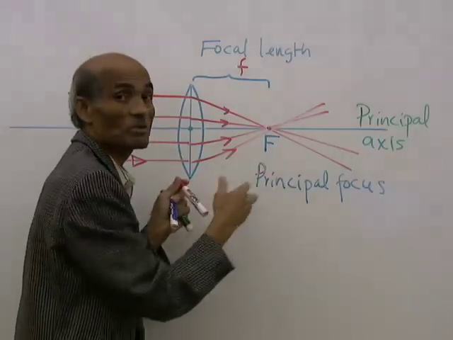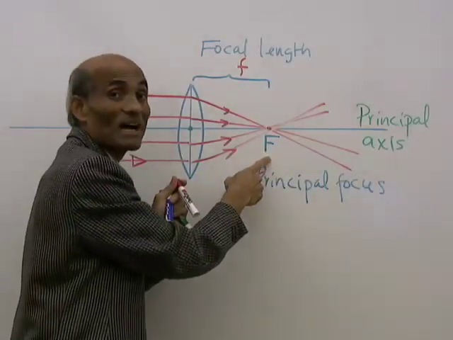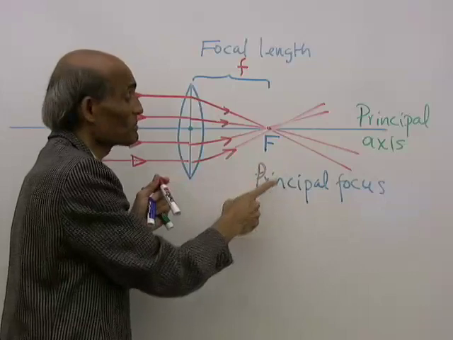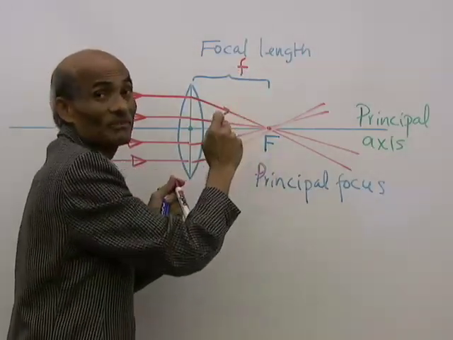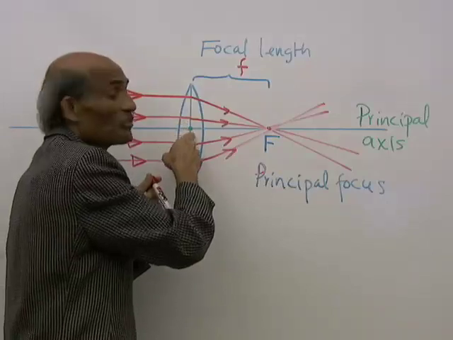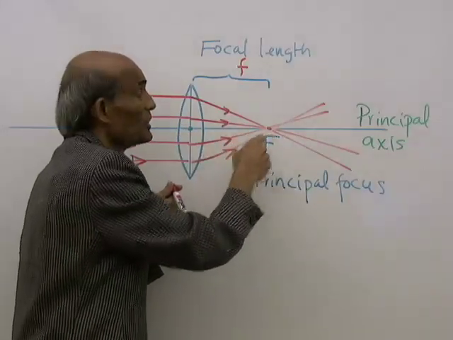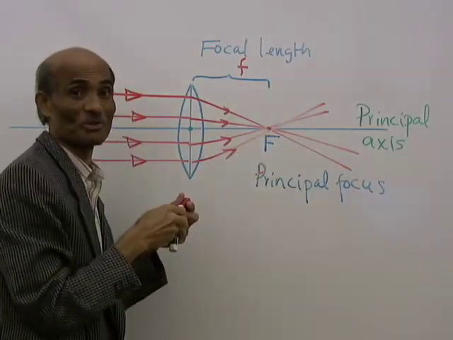Now don't confuse between the uppercase F, that is a point, that is the principal focus. Lowercase f is a length. It is a distance from the center of the lens to the principal focus.